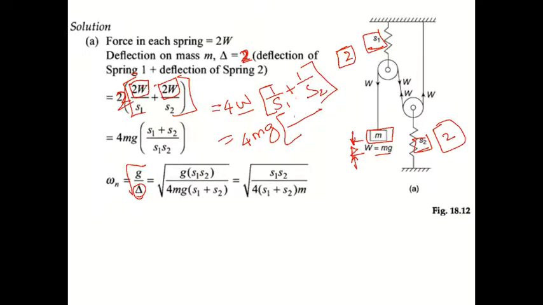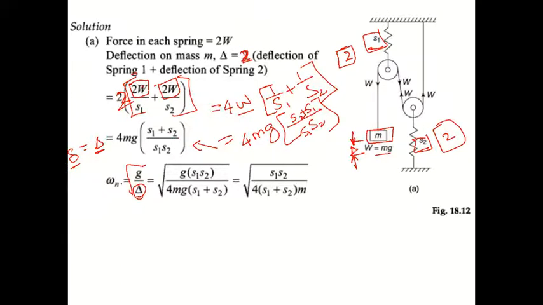Bring S2 here and S1 here. Now add it. The denominator will be S1 S2. That is what they have given here. So now we got the value of deflection. Deflection they will mention in two ways, using this symbol or this symbol. Any one symbol you can use. So 4 into mg into S1 plus S2, divided by S1 S2.